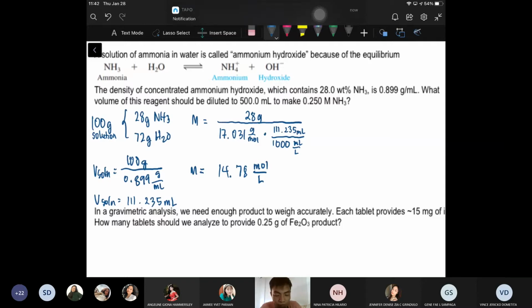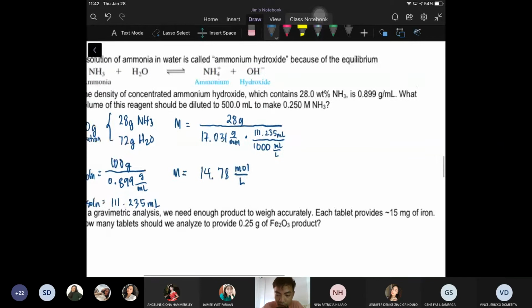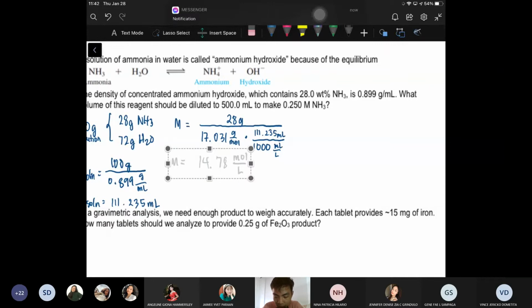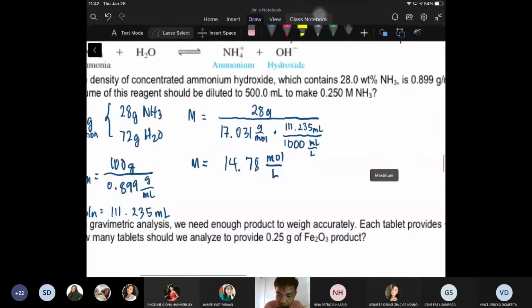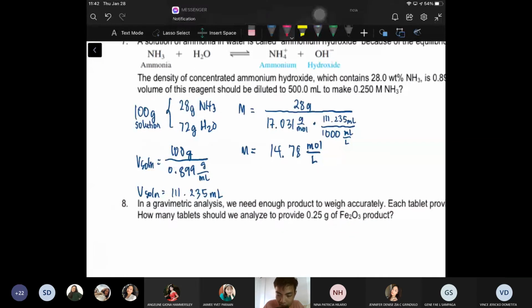Ano daw yung volume ng reagent na kailangan i-dilute to 500 ml to make 0.250 molar ammonia? Okay? So dito na papasok yung M1, V1, something, something. Okay? Maximize ko lang yung space. Okay? See? Lagyan ko na lang to ng border. Ang ingay na messenger ko.